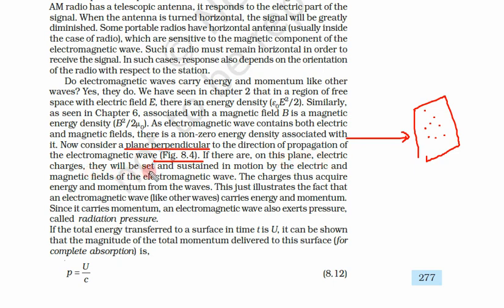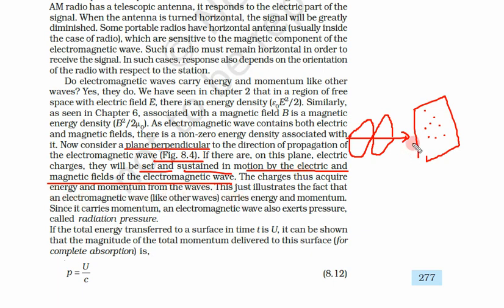Electric charges will be set and sustained in motion by the electric and magnetic fields in the electromagnetic wave. What is the meaning of this? Since this electromagnetic wave has electric and magnetic fields, these field components will set these charges in motion and sustain their motion. The charges thus acquire energy and momentum from the waves.